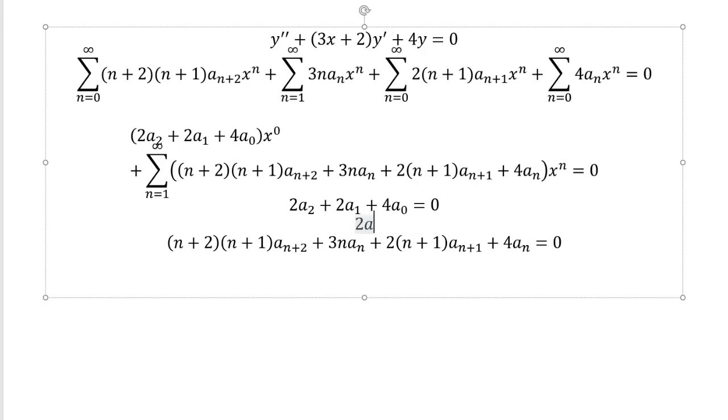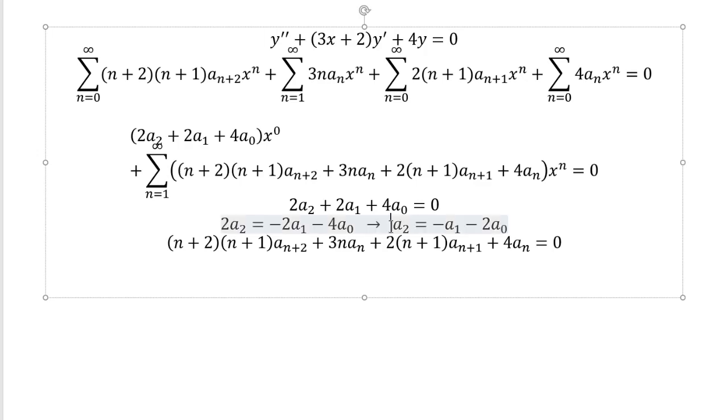So 2a2 is equal to negative 2a1 minus 4a0, so that if you solve this by dividing by 2, you have that a2 equals negative a1 minus 2a0. Okay.